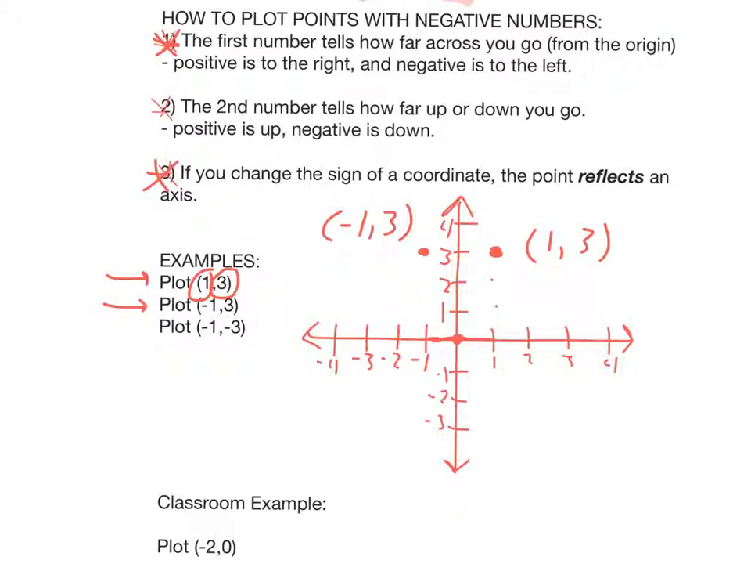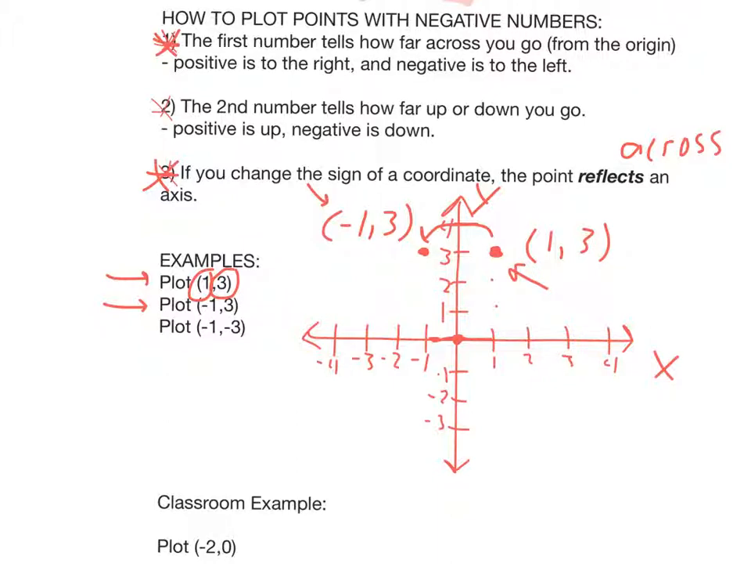Now let's look at this third step. If you change the sign of a coordinate, the point reflects, it's supposed to say across an axis. So I'm not going to go back and type that again, I'm just going to write it there. The point reflects across an axis. So here's our first point. The difference in point 1 and point 2 is the second point has a negative sign. So if I change the 1 to a negative, all that does is make the point flip across that y-axis. That's the y-axis there. This is the x-axis. So if you change the x-coordinate, the first coordinate, if you change its sign, it flips over the y-axis.